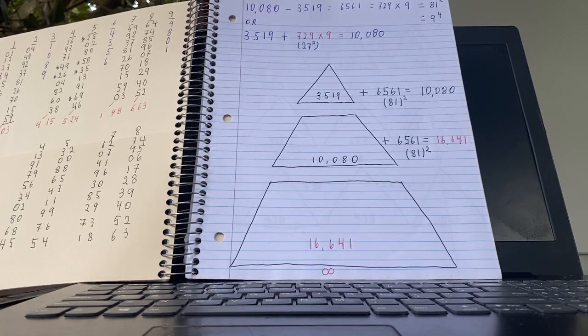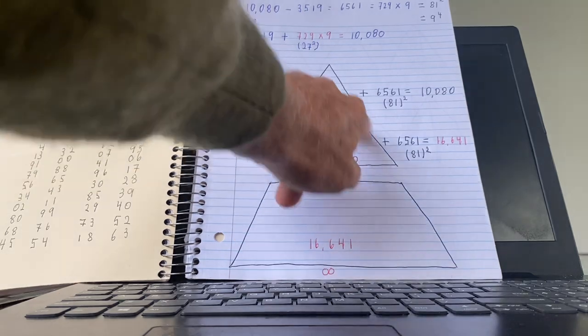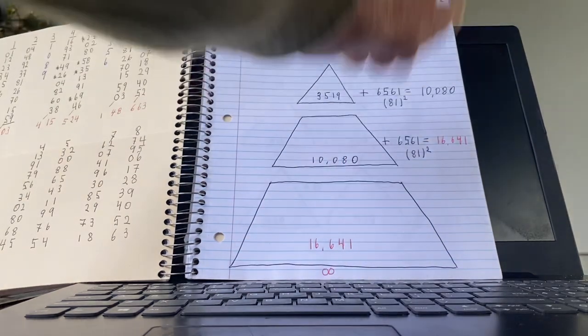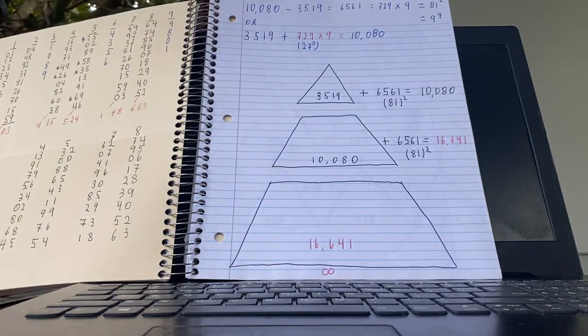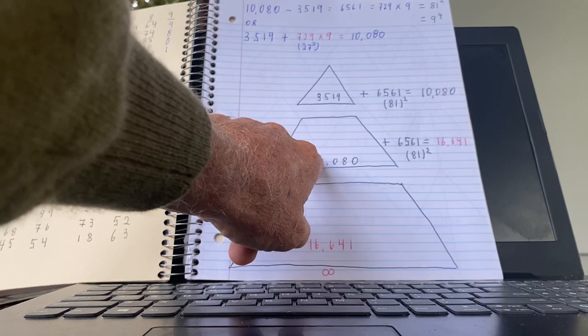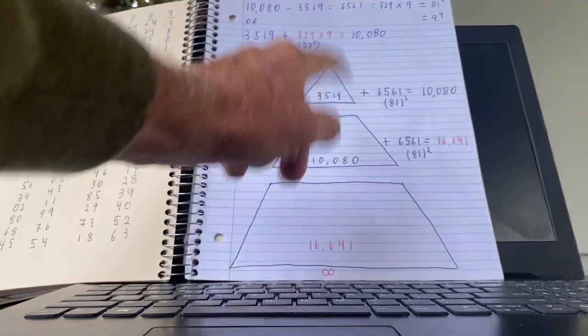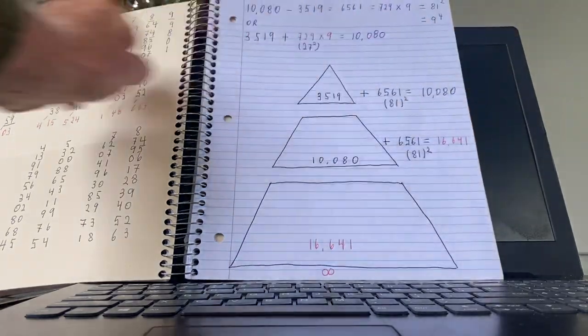If we add up all those numbers, all of those nine triangles will give us 3,519. And to get into the trapezoid, how much is inside of the trapezoid? You just add 81 squared. And 81 squared is also 9 to the 4th. It's 6,561. So 3,519, then add 6,561, then add 729 times 9 and keep on going. And that's how it gets to infinity.